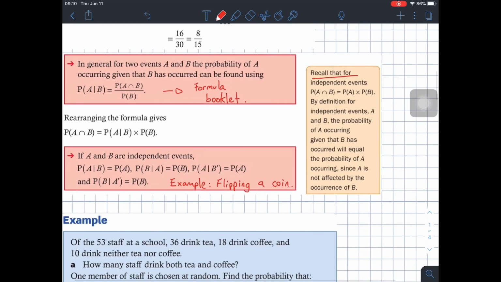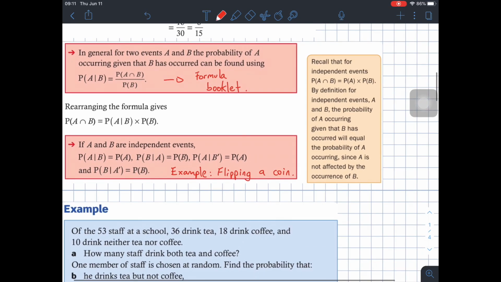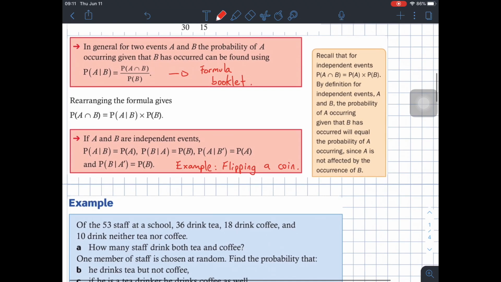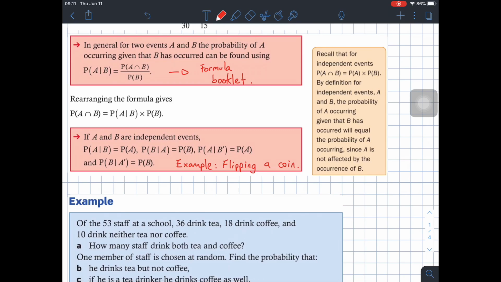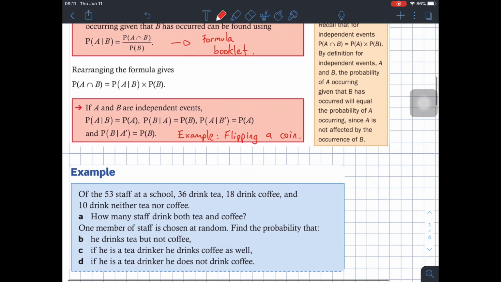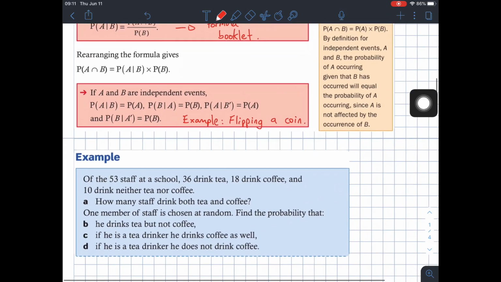And that's what it says here. Recall that for independent events, the probability of the intersection is equal to the product of the probabilities. By definition, for independent events A and B, the probability of A occurring, given that B has occurred, will equal the probability of A occurring, since A is not affected by the occurrence of B. So that's exactly what I just explained.